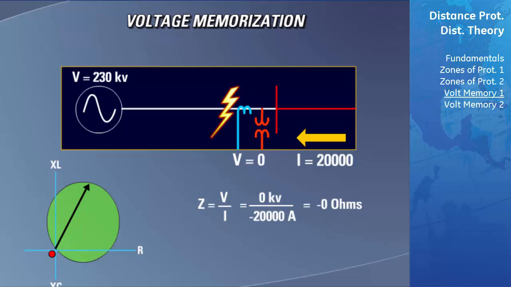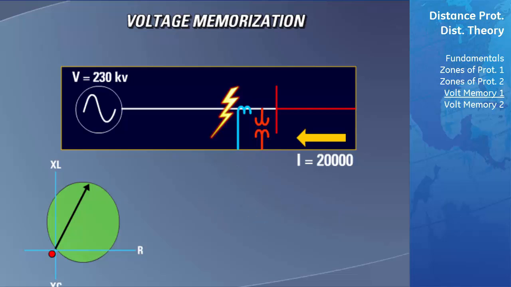Essentially, the voltage memorization feature detects that the voltage has gone to 0 and uses the magnitude of the voltage before the fault occurred to detect whether the fault is inside the transmission line zone of protection or outside the transmission line zone of protection. In other words, it is checking the direction the fault is located with respect to the measurement point.